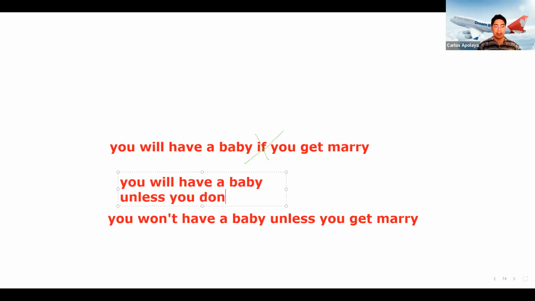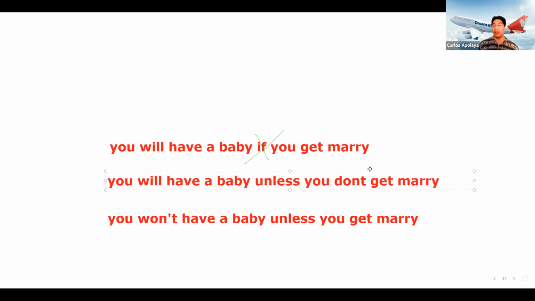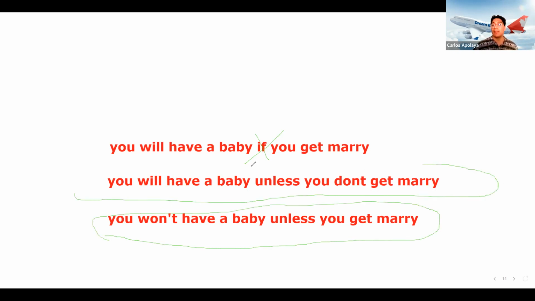Inglés. Dice, tú no tendrás un bebé a menos que no te cases. Para nosotros los españoles, los que hablamos español, suena medio raro decir, you will have a baby unless you don't get married, ¿cierto? Pero para los ingleses es normal. Así que tienes dos opciones. Si te quieres ir a la opción más difícil, la que es natural para ti es esta. Pero los nativos entienden perfectamente esta.